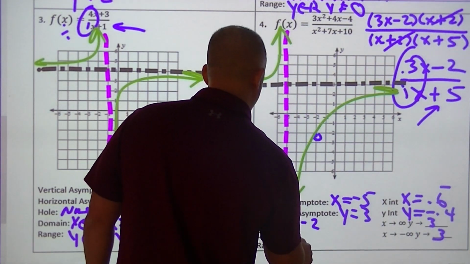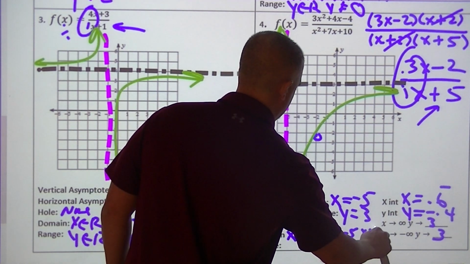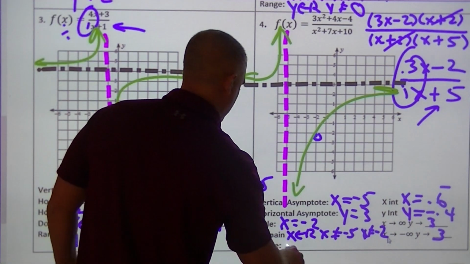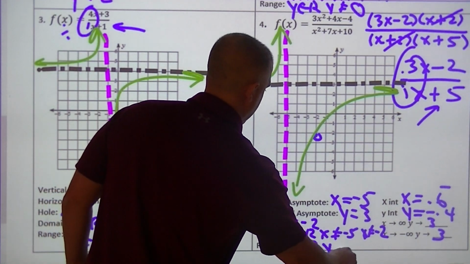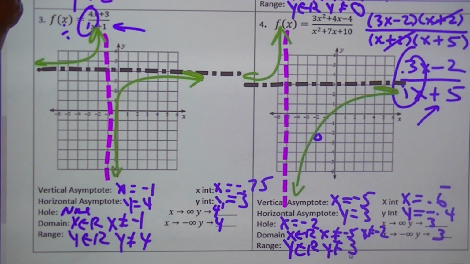My domain will be all real numbers, but x can't be negative 5, and x can't be negative 2. So you have to include the hole with that. Since they're in the corners, the range will be all real numbers, but y can't be 3. So that's the graphed part of this.